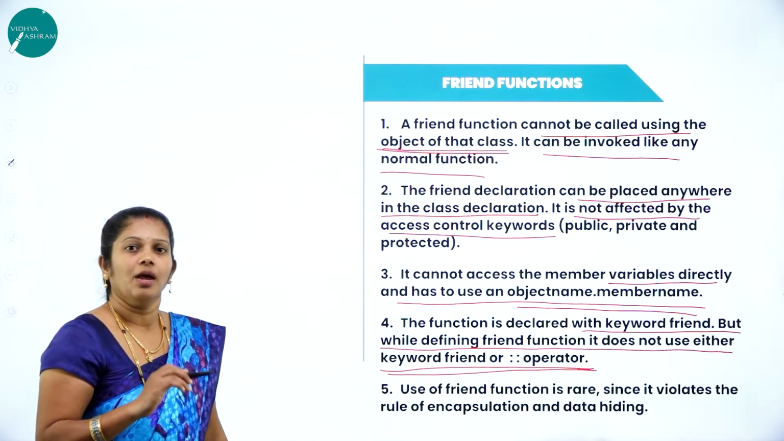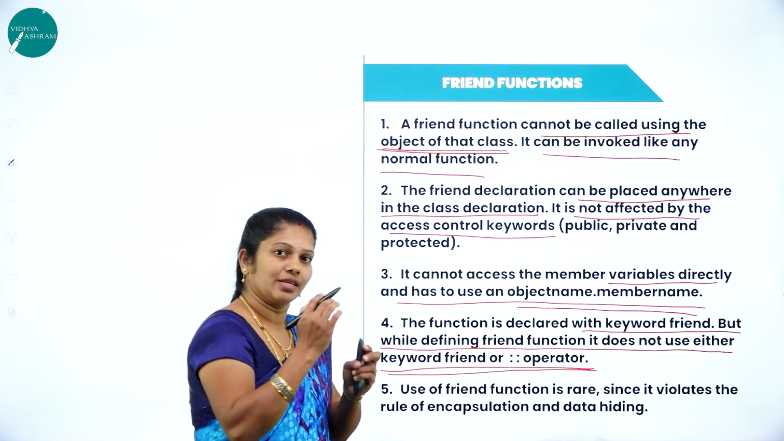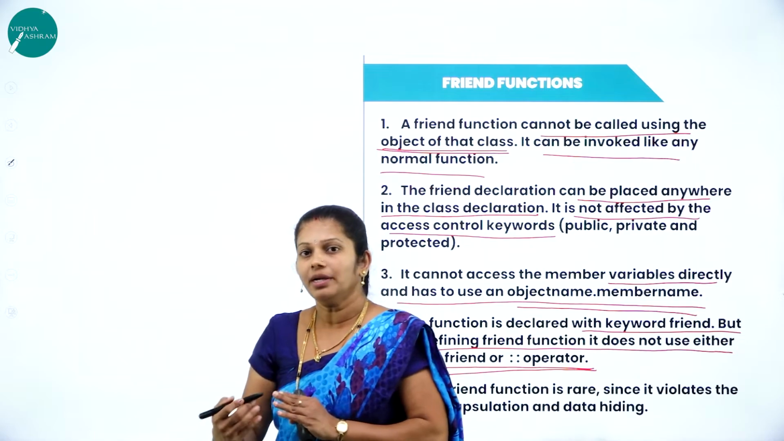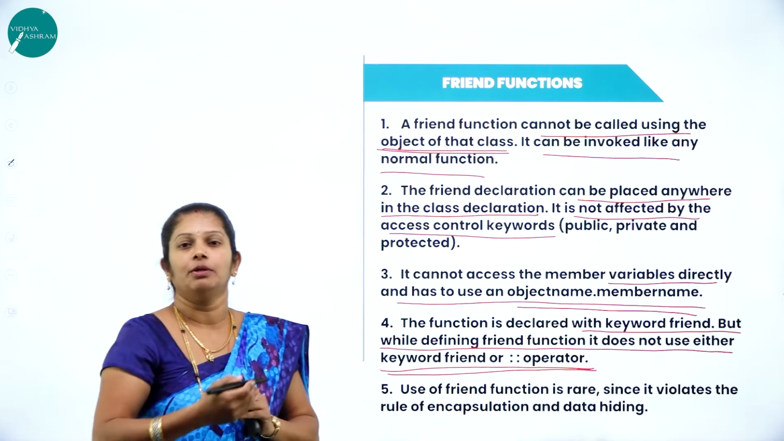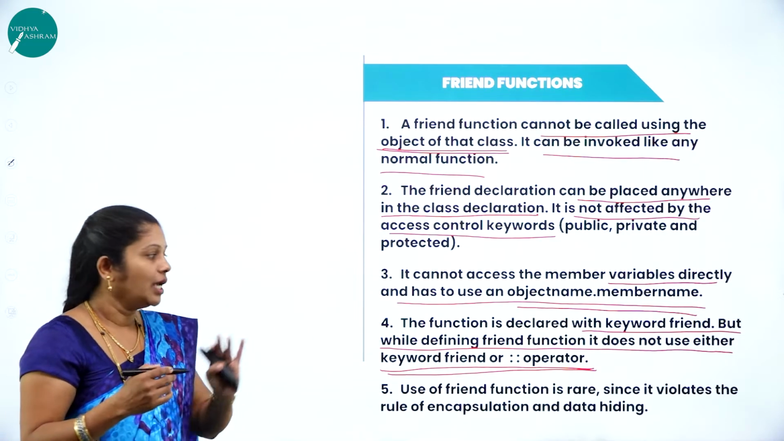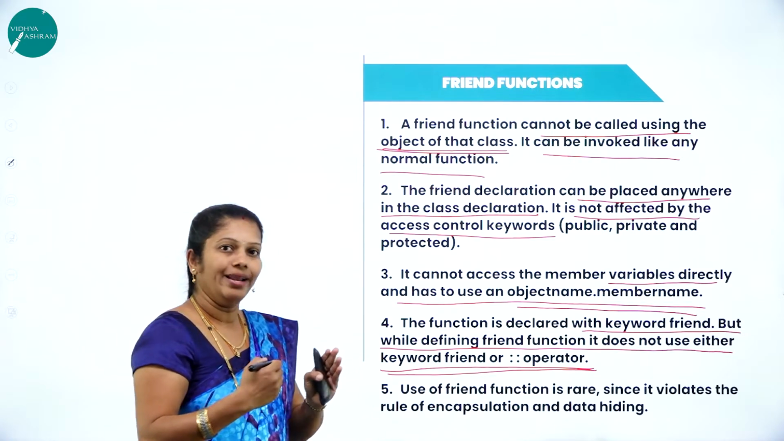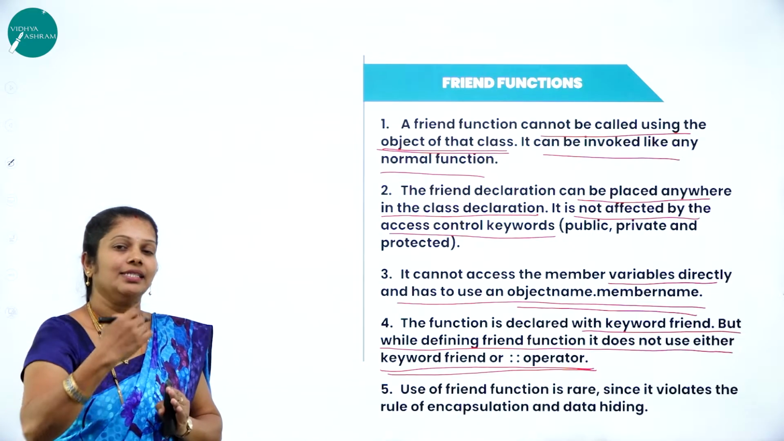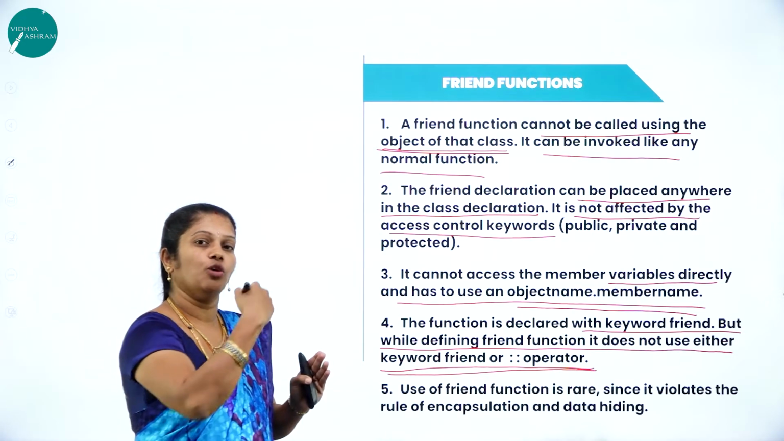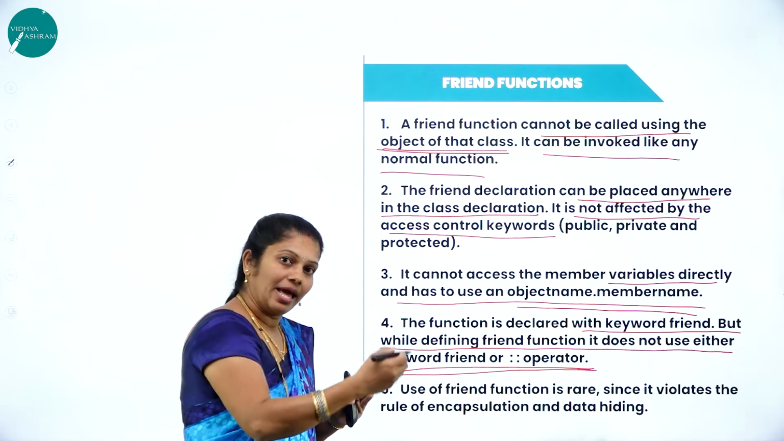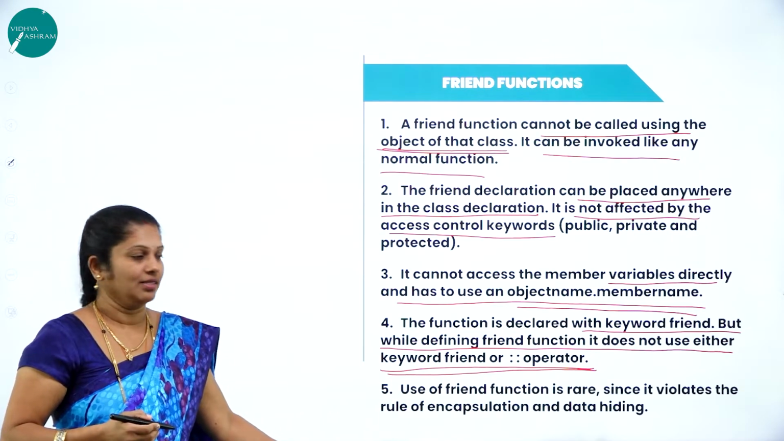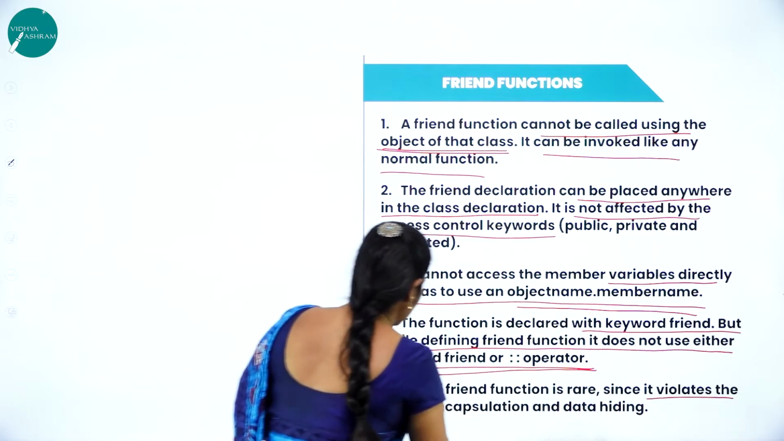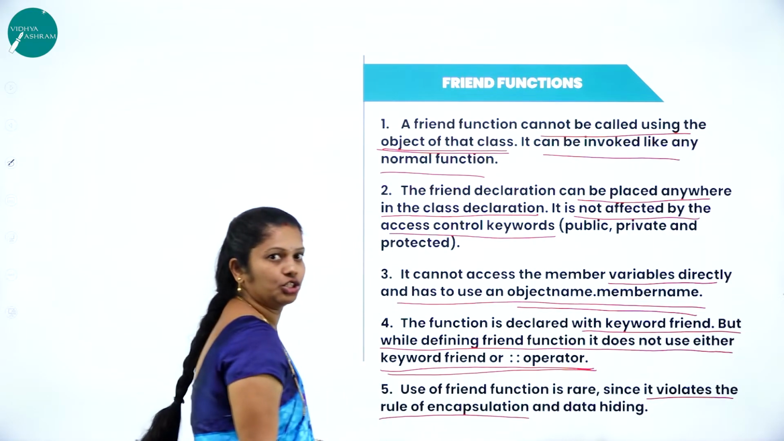And the last point, use of friend function is rare. Why is it rare? Because already I told you, private things can be accessed only by family members, I used to say, that is member functions. But here, your private things can also be accessed. That means it mainly violates data encapsulation. Easily the other function, which does not belong to the member functions or the class, can also access here. The use of friend function is rare since it violates the rule of encapsulation.